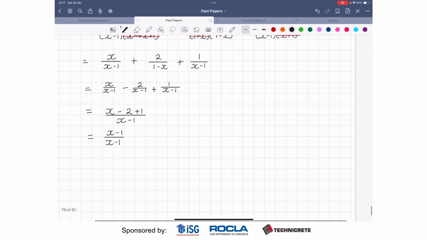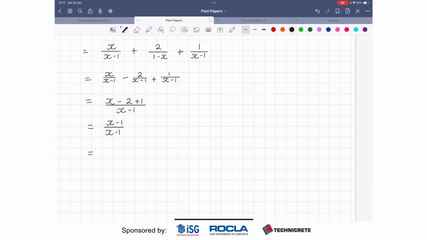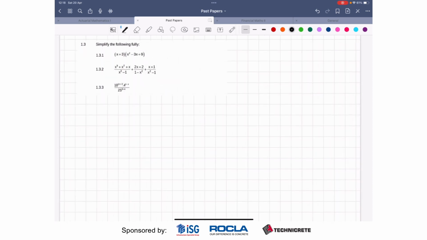And these two cancel out, or anything that's over itself is equal to 1. So my final answer is 1. And then the final part, 1.3.3. I have just one fraction now with expressions of x as my exponents.